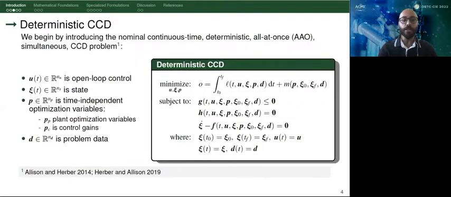Here you can see a deterministic all-at-once CCD formulation. Due to the limited amount of time, I am not going to discuss all of the elements of this formulation, but just note that U refers to the open loop control trajectories. We have a space and we have the vector P, which may entail plant optimization variables or control gains. That's because P is a general variable that refers to time-independent optimization variables. We also have problem data that may include information such as wind speeds and wave energy densities or any other information that is relevant to the problem.